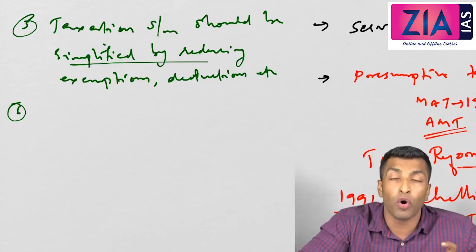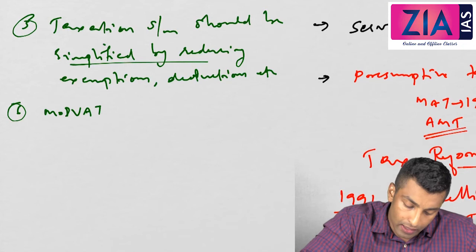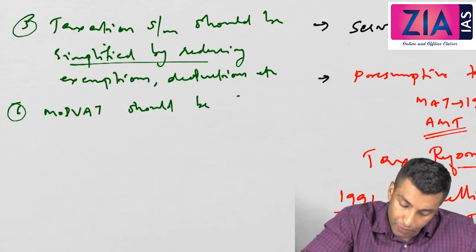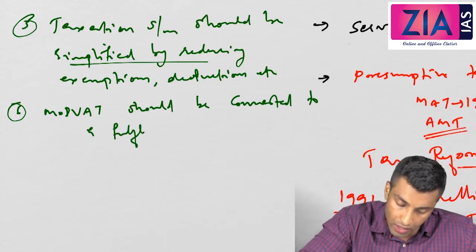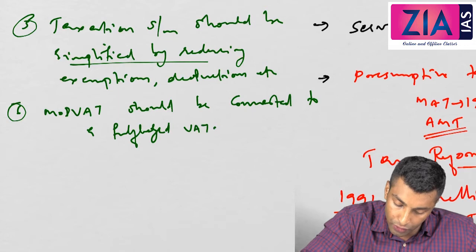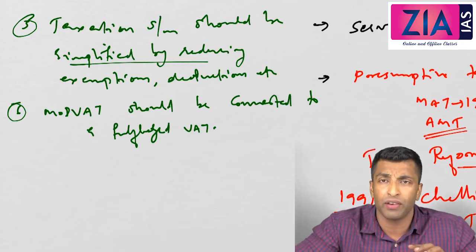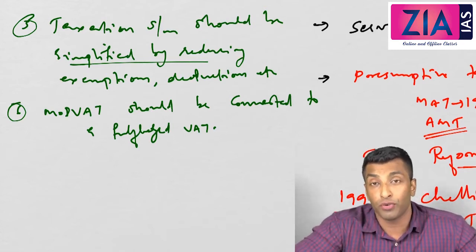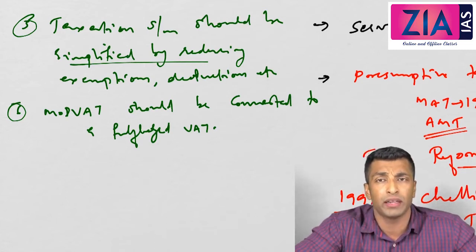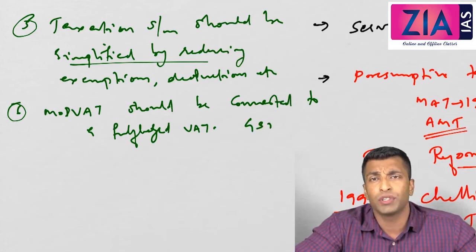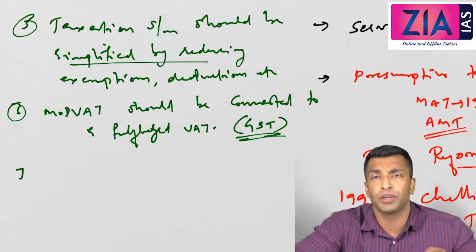The next recommendation is that the MODVAT that was introduced in 1986 has to be converted to a full-fledged VAT. We have seen that in 2000 it was changed to CENVAT, which is again a modified form of full-fledged or ideal VAT. And I told you it is very difficult, practically impossible, to implement the ideal concept of VAT. The practical version of VAT is what we are implementing now, that is GST. So the government actually accepted this and introduced GST.